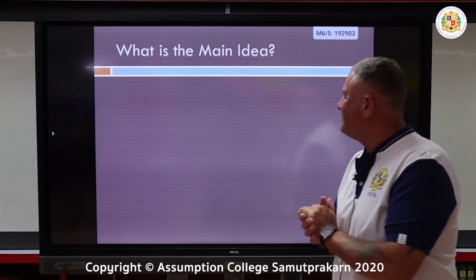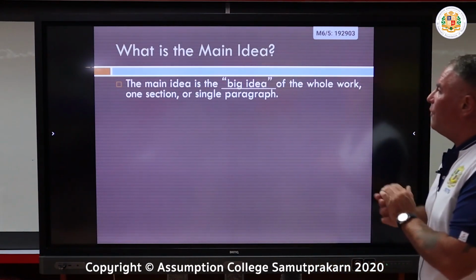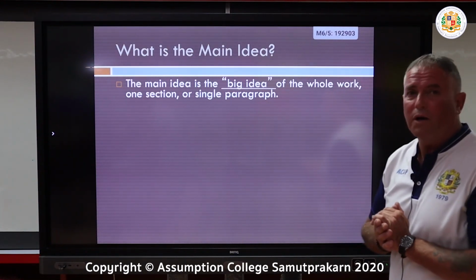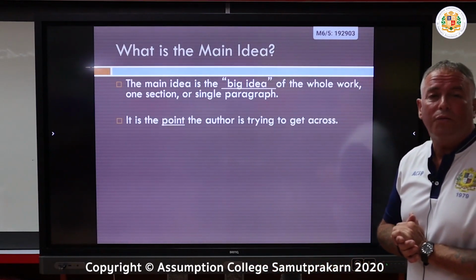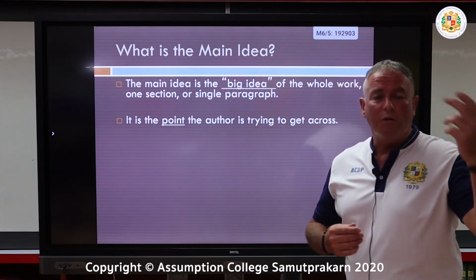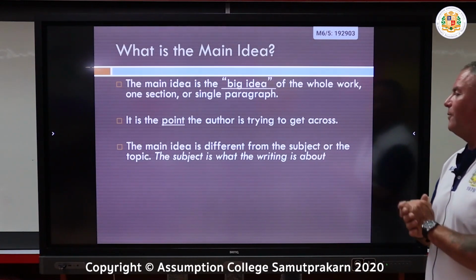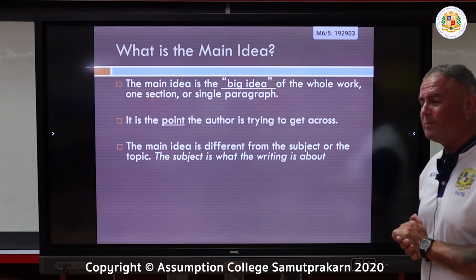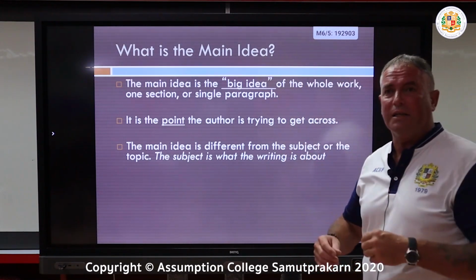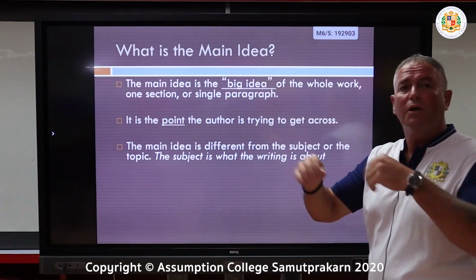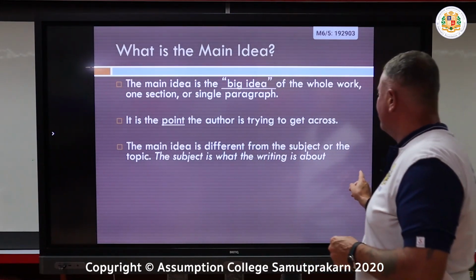What is the main idea? The main idea is the big idea of the whole work, one section or single paragraph. It is the point that the author is trying to explain to you so you understand. The main idea is different from the subject or the topic. The subject is what the writing is about. When you break down the writing, it will be broken down into sections, and each section will have a main idea relating to the topic.